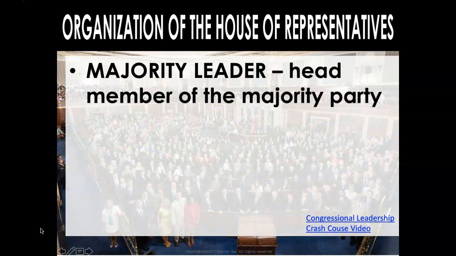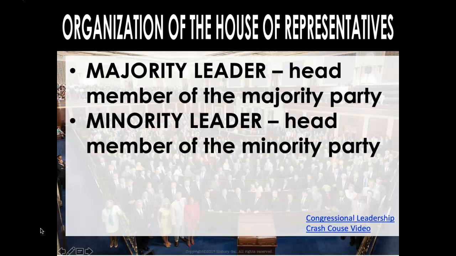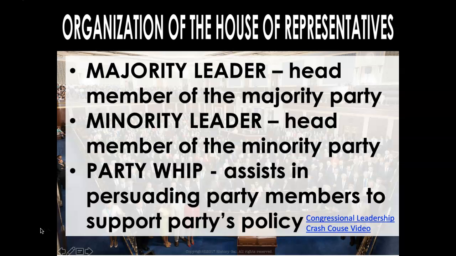The Majority Leader is the head member of the majority party, and the Minority Leader, like in the Senate, is the head member of the minority party. Once again, in the House, you might see these two people emerge the most to host debates, meetings, and press conferences, to either push an agenda forward or to prevent it from happening. And just like in the Senate, there are also party whips in the House, who assist in persuading party members to support a party's policy or to vote a certain way.